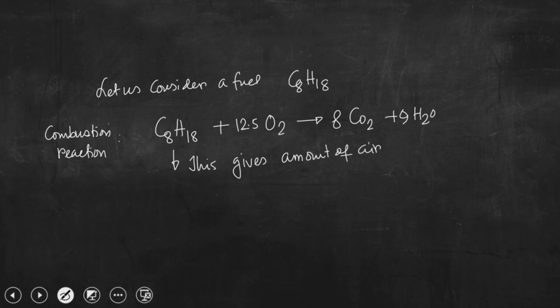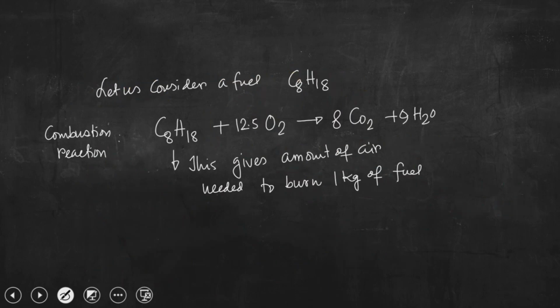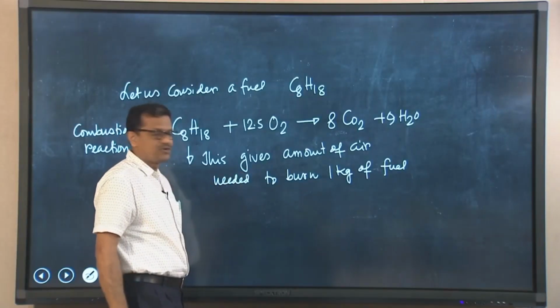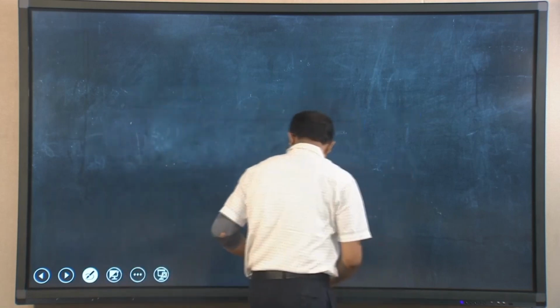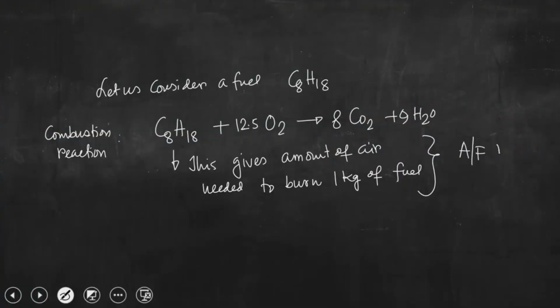This gives the amount of air needed to burn 1 kg of fuel. So, this is what we have written: the amount of fuel with respect to per kg of air, that is the fuel air ratio. Now, we are trying to find out the amount of air that is needed to burn 1 kg of fuel, that is the air fuel ratio. So, if we write this, this will give the air fuel ratio.